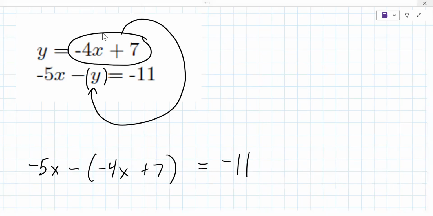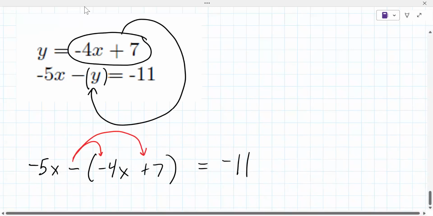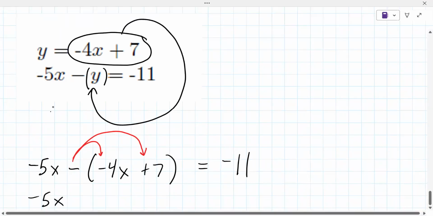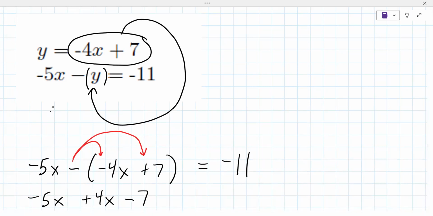So now this is just like we were talking about. What do we do with this negative on the outside? Well, we distribute it in, and it changes the signs. So it becomes minus 5x plus 4x minus 7.